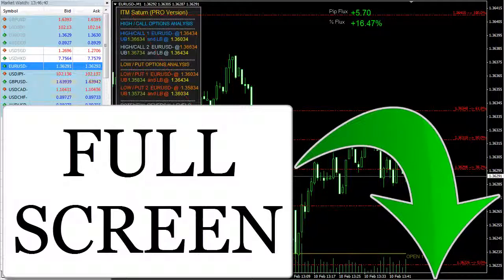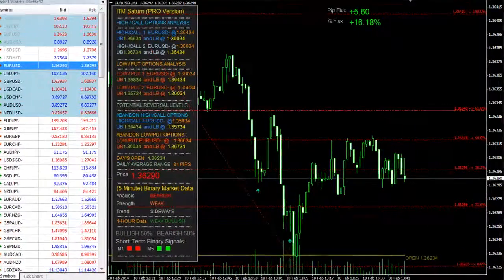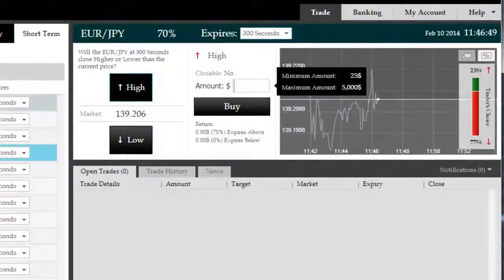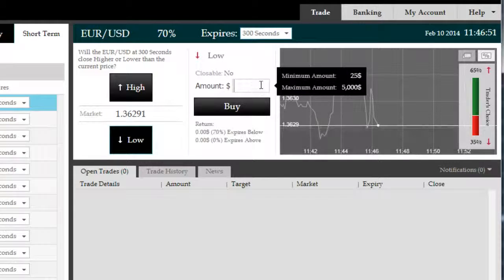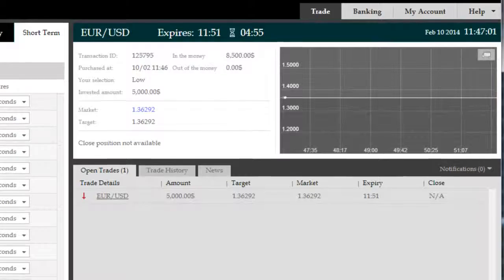Good afternoon. Currently on the Euro USD M1 time frame, about to execute a 5-minute binary options short trade. Market's currently bearish. Price having bounced off 61.8 and 50% retracement level. So we're going to go for a high probability, higher investment trade here. $5,000 on this particular trade in an attempt to get a net return of $3,500 profit on 70% net return.